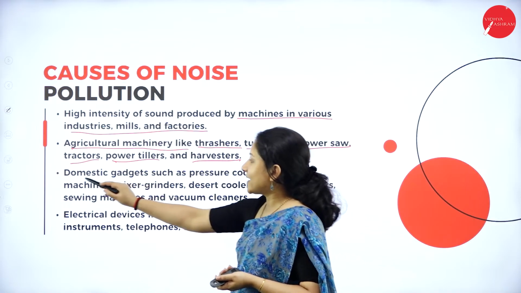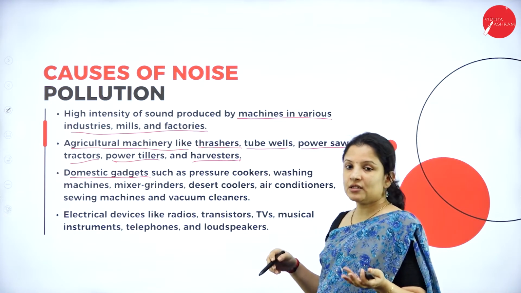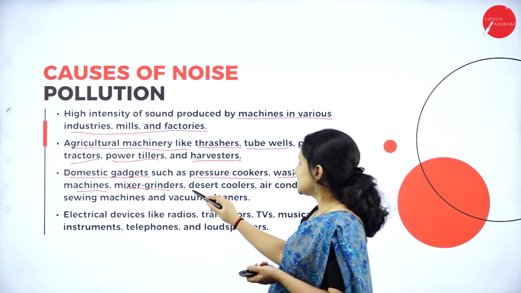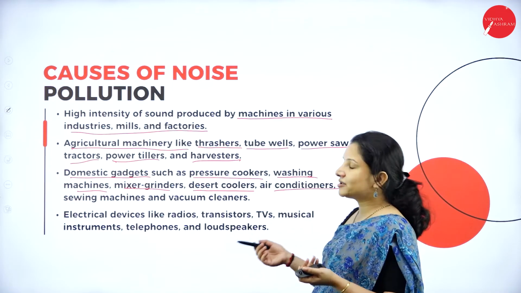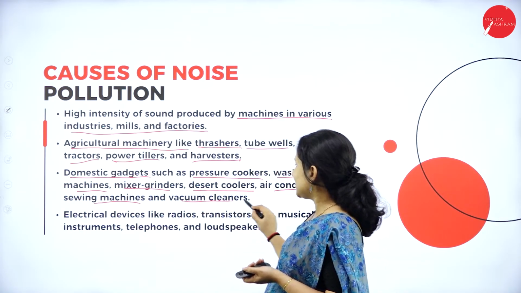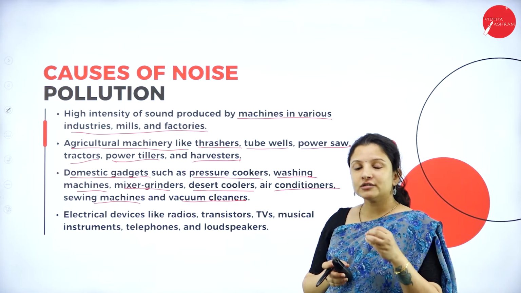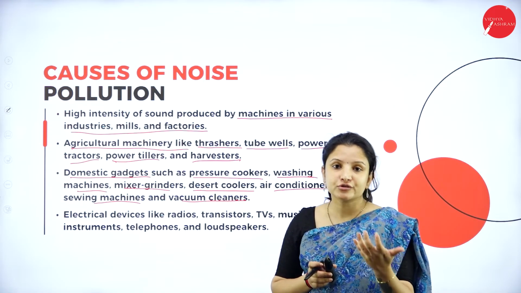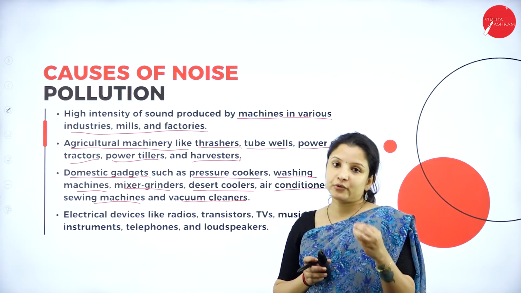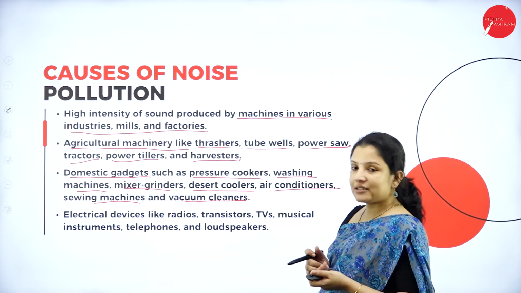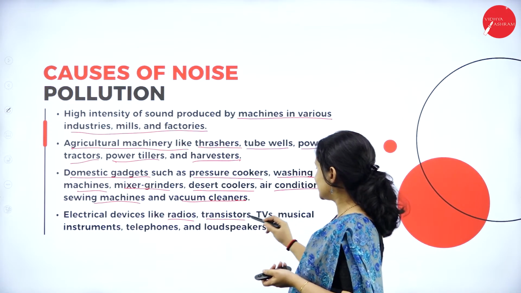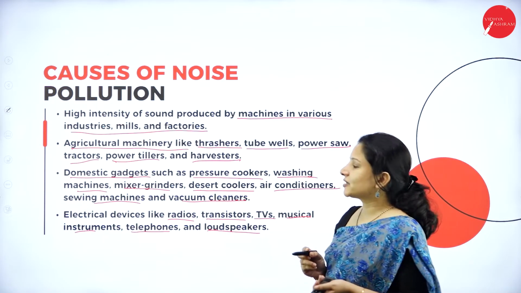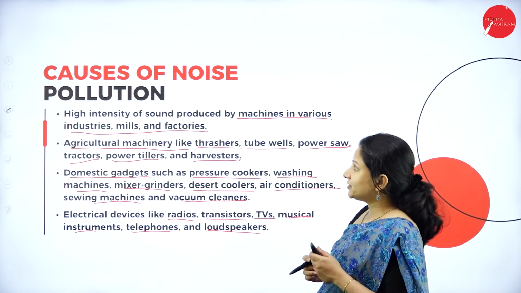Next, domestic gadgets used in houses. The common ones such as pressure cookers, washing machines, mixer grinders, desert coolers, air conditioners, sewing machines and vacuum cleaners can all cause noise pollution. We might not feel irritated because we get used to the sound, but actually they are all noise pollutants. And electrical devices such as radios, transistors, TVs, musical instruments, telephones, loudspeakers, etc., all these can cause noise pollution.